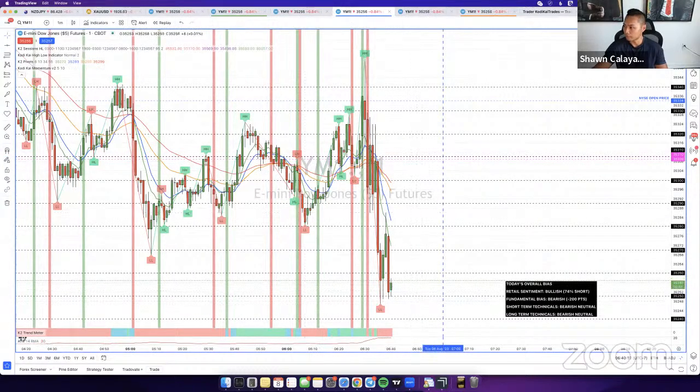Nice. Rick caught it. James caught it. Kenneth got the liquidity earlier. Solid.